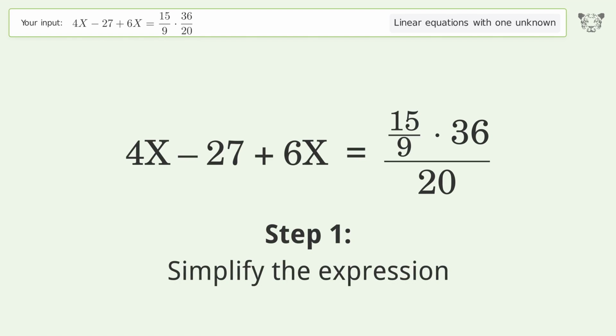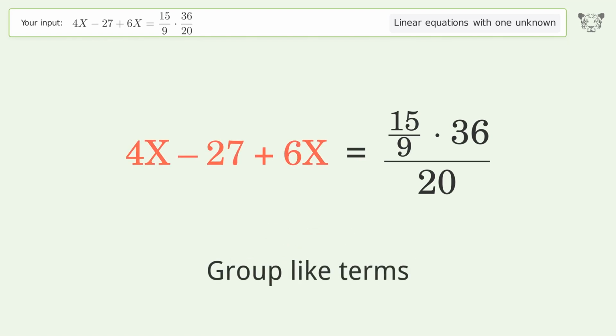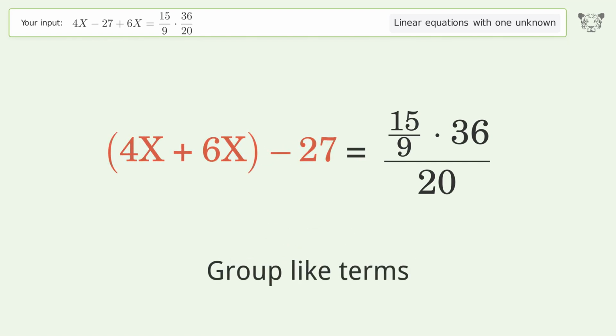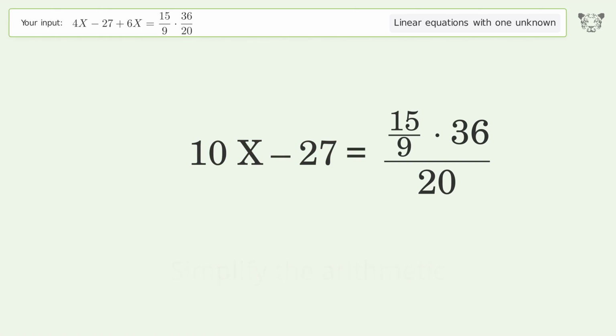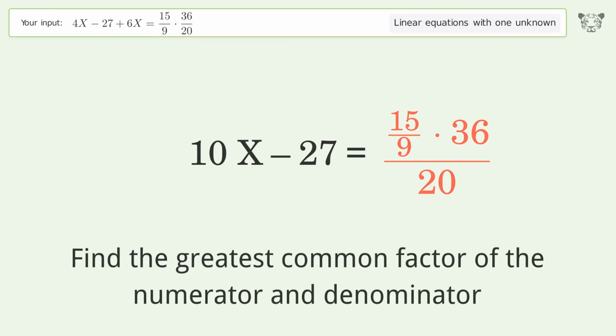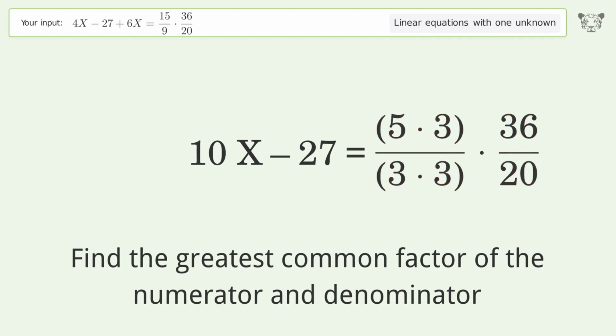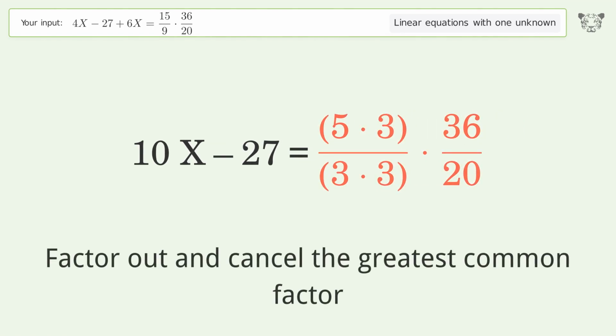Simplify the expression. Group like terms. Simplify the arithmetic. Find the greatest common factor of the numerator and denominator. Factor out and cancel the greatest common factor.